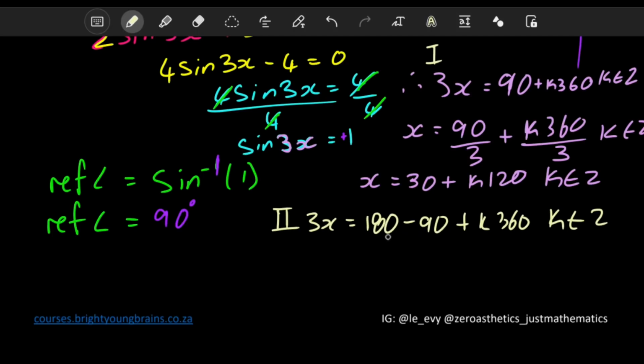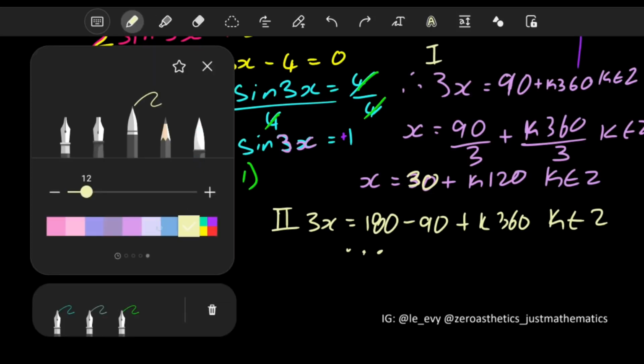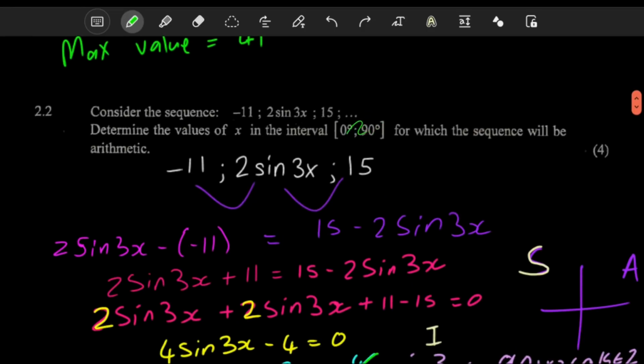And then carrying on here, everything is just going to get back to this, you see, because if you carry on here, you're going to have 180 minus 90, that's 90. So you end up here again, and then carrying on, you would just end up here again. So this is just your only answer. x is just 30. So between 0 and 90 here, we only have one solution.